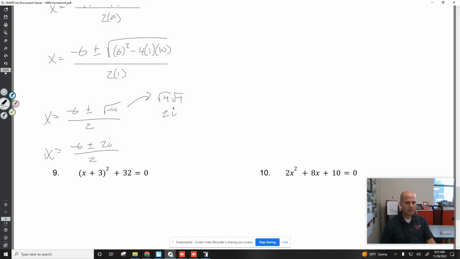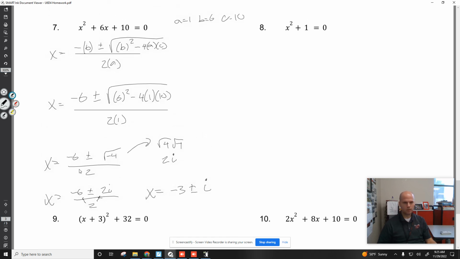Now, if you have it this way, the final step is to divide both of these by 2 to get negative 3 plus or minus i. 2i over 2, the 2's will cancel. Okay? Make sure you divide 2 divided by 2, 6 divided by 2. Don't put it as 1/3.